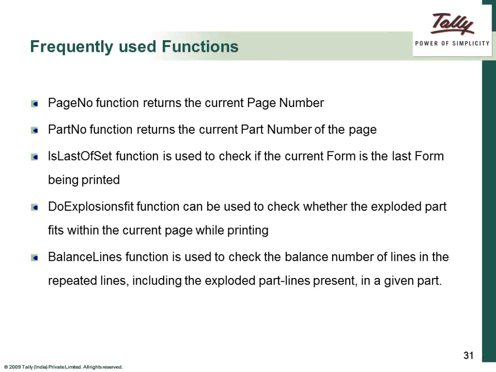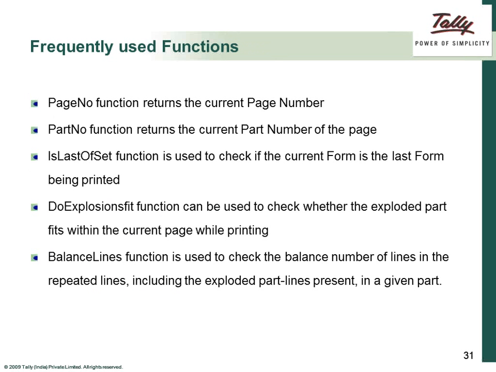Then there are certain functions. One of the functions we use is page number. When the report goes into multiple columns, we get the part number, so you can make use of the part number. You can check is last of set, a function that checks whether the current page that is printing is the last page or not. So if it's a last page, you can say thank you and so on. I mean, you can do that.